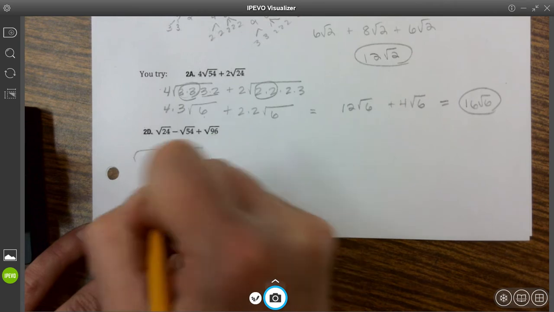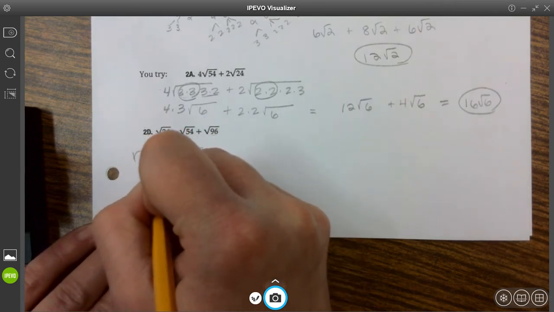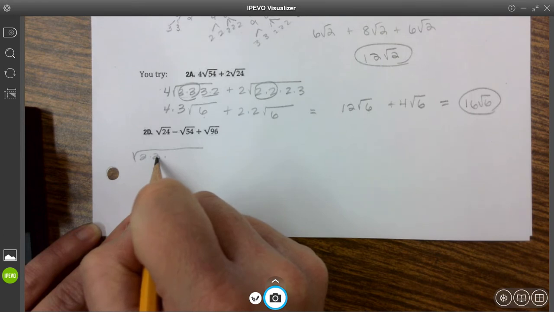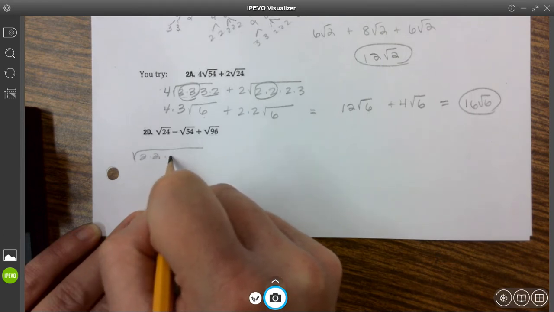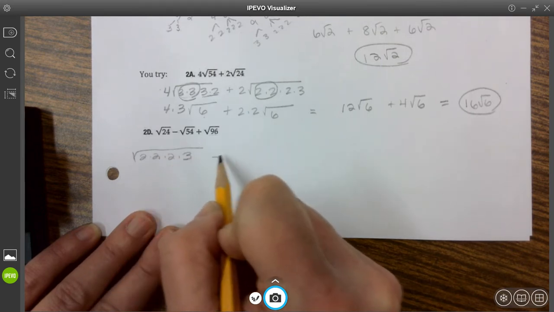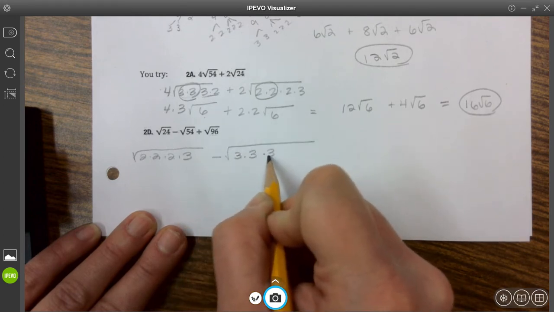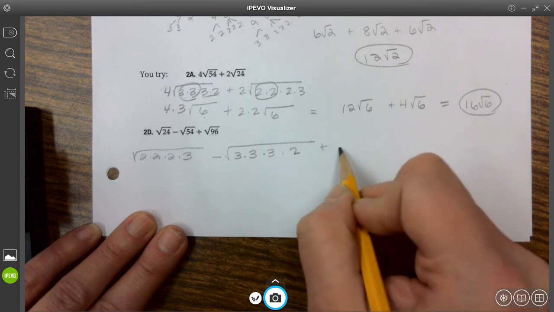Here, 2 times 12. Well, 2 times 12 is 2 times 6, and 6 is 2 times 3. 54 is 9, 3, 3, times 6, 3, 2, plus square root of 96.